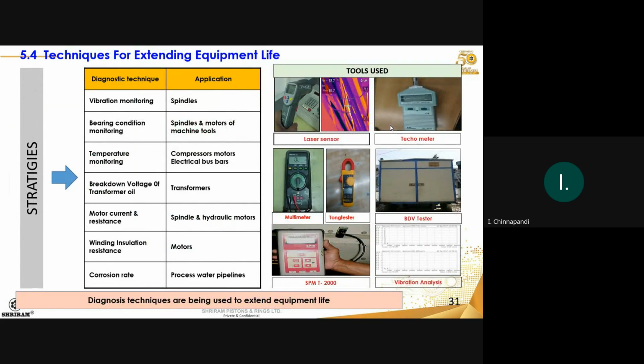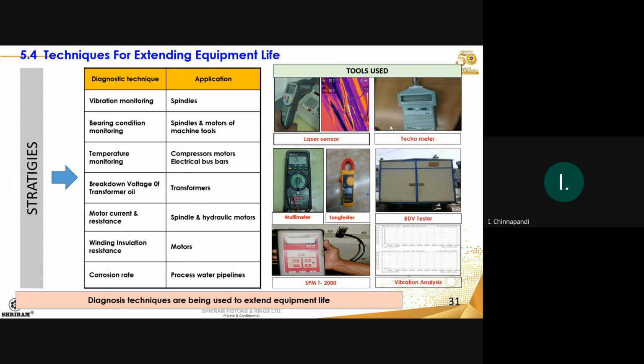And these are the tools: vibration monitoring, spindles, bearing condition monitoring, compressors, rotors, electrical bus bars, breakdown voltage of transformer oil, transformers, motor current and resistance, spindle and hydraulic motors, winding insulation resistance of motors, corrosion rate, process water pipeline. So this area is really the crux of predictive maintenance.